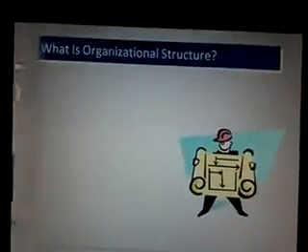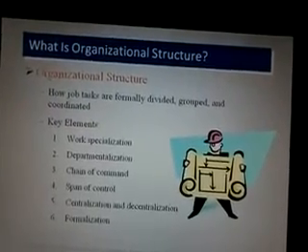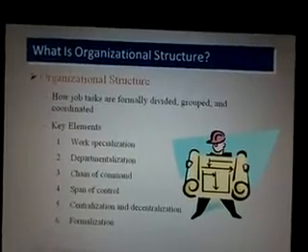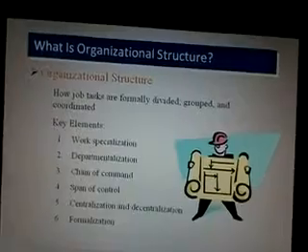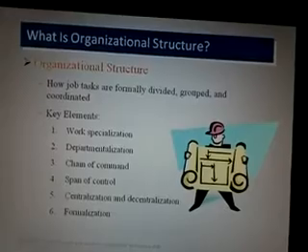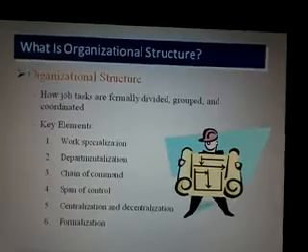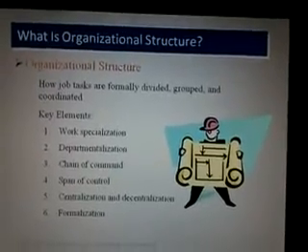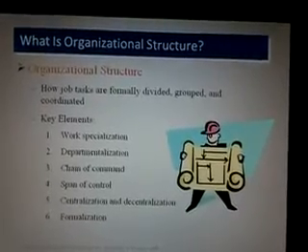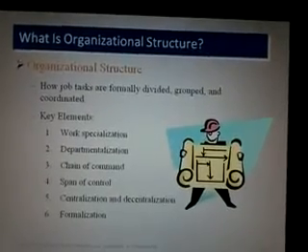Let's get started. What is organizational structure? It's how job tasks are formally divided, grouped, and coordinated. Structure is essentially how the organization is set up, how work gets accomplished. There are 6 key elements, as you see here on the slide. Specialization, departmentalization, chain of command, span of control, centralization and decentralization, and formalization. In this lecture, we're going to talk about each of these elements, when more of one is more appropriate than when less is more appropriate. And so let's move on.